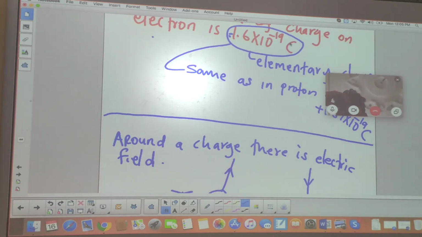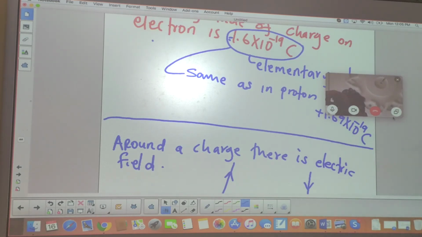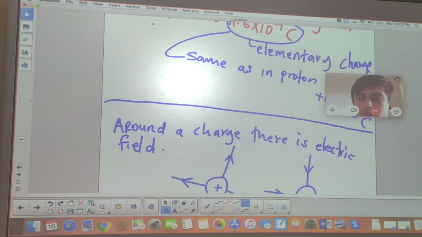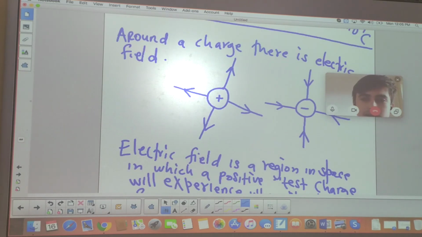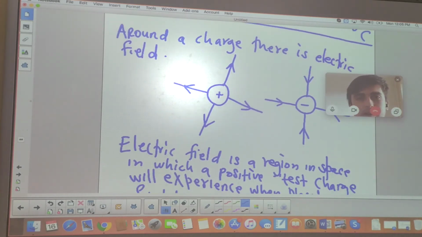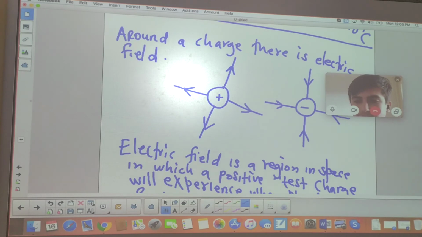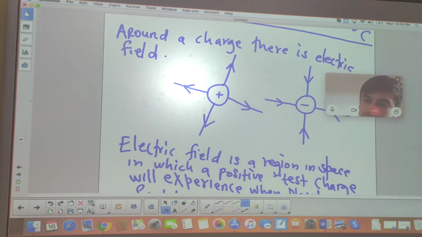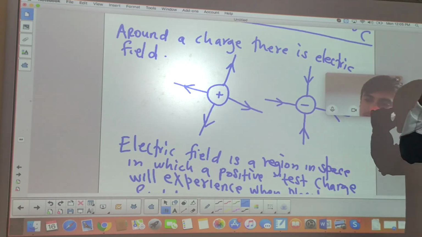Now then, let's see that. Yes, because negative is the charge for an electron, and a positive for a proton. Okay, fine.